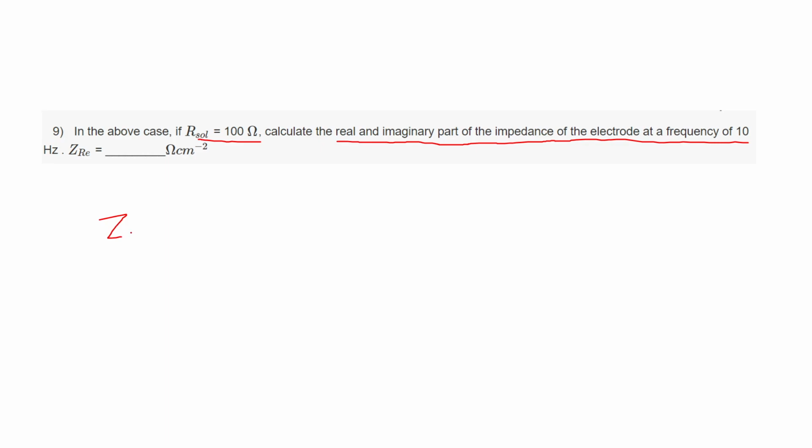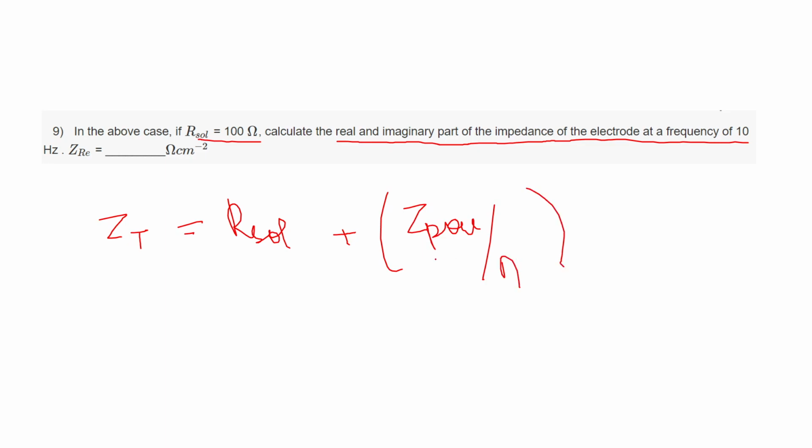You have total impedance as R solution plus Z4 by N. So if we have to find out Z4, what you have to do?